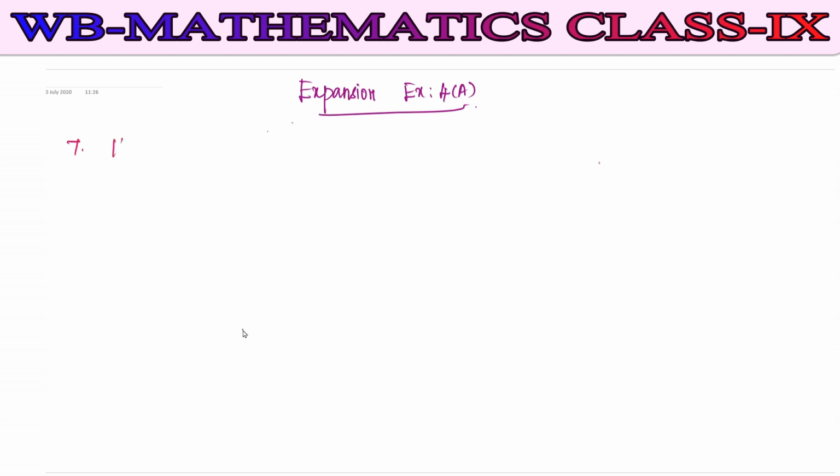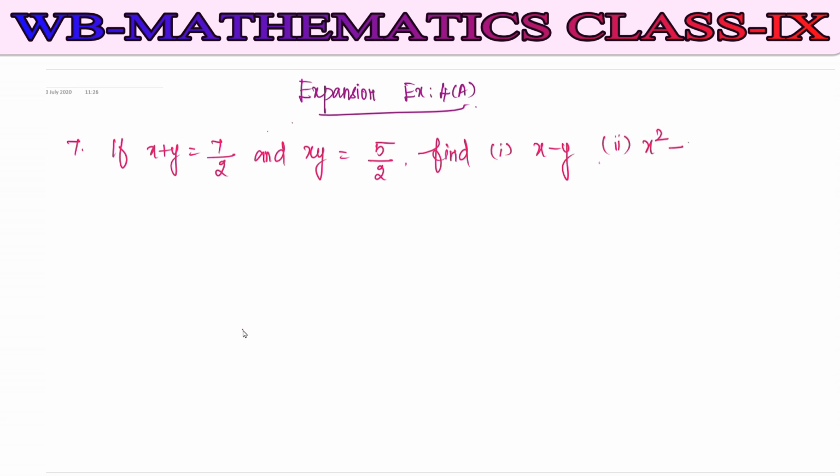If x plus y is equal to 7 by 2 and xy is equal to 5 by 2, find: first sub question, x minus y. Second, we need to find x square minus y square.